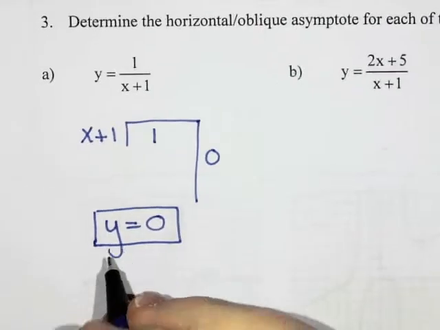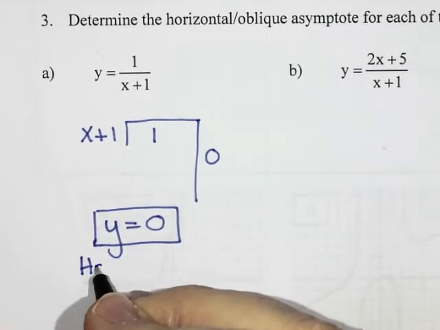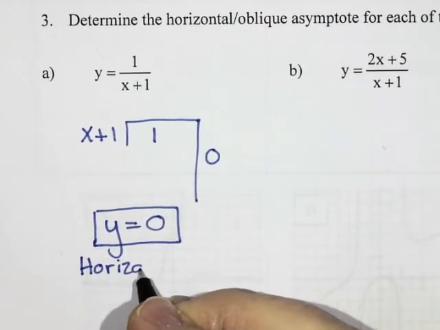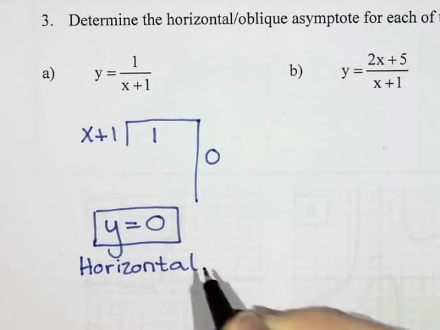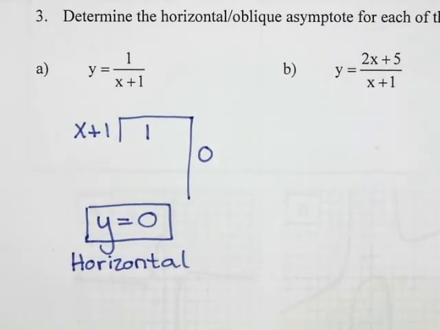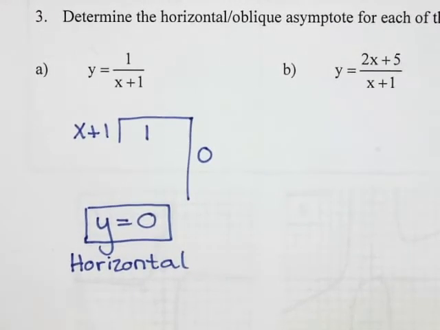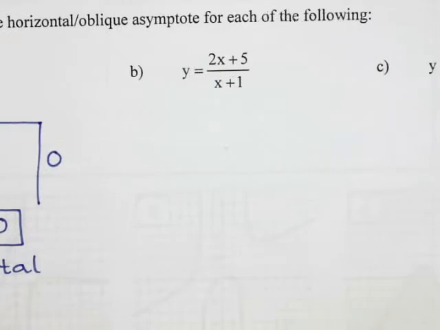So this one here would be horizontal. How do I know that it's horizontal? It's just a number. If it's oblique, it will have an x in it. If it doesn't have an x in it, it doesn't have a slope. The slope is just 0, which makes it a horizontal line. All right, we're going to try the next one.